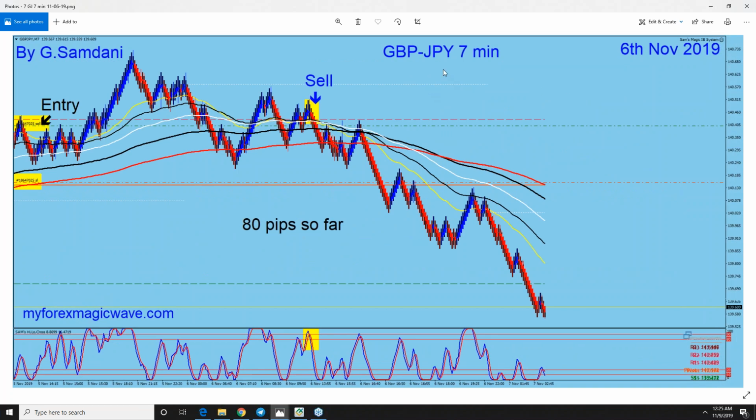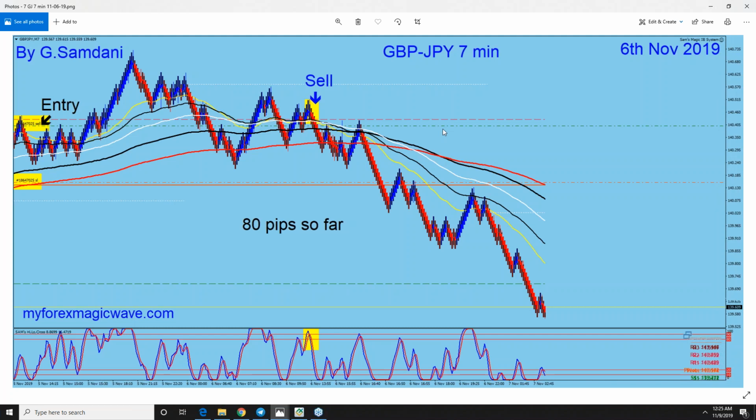Then again this pound yen on the 6th. I'll show you why I take it. Except the pound NZD, all the pound pairs you will see go to the downside, and I'll show you the reason in a little bit. So pound yen 7 minute on the 6th, beautiful entry here. This was an entry, this was an entry, this was an entry, and this was an entry. So I was in here and all the way down 80 pip.